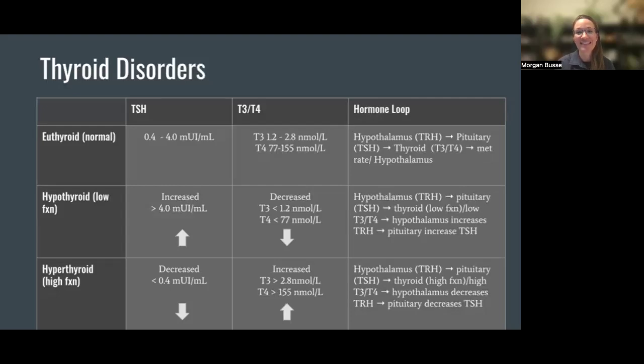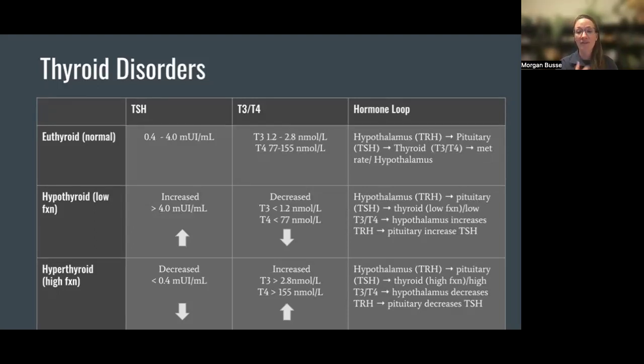So here you can see the euthyroid, or normal thyroid state, and look at those labs, specifically TSH again and T3 and T4 values. When we have what we consider a hypo, or low functioning thyroid, we have a thyroid that's not producing sufficient levels of T3 and T4. So we can think back to our negative feedback loop and understand what low levels of the T3 and T4 do to the hypothalamus pituitary function.